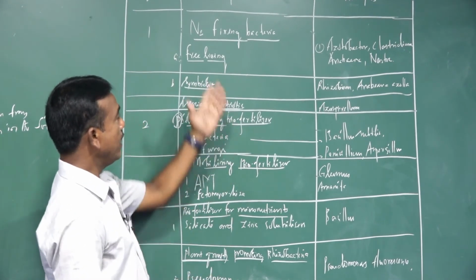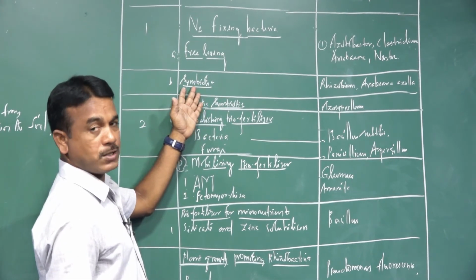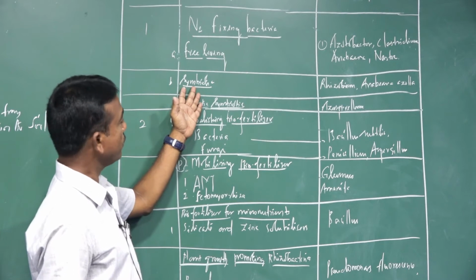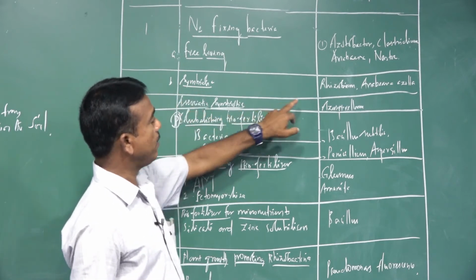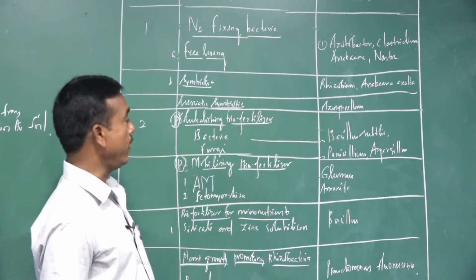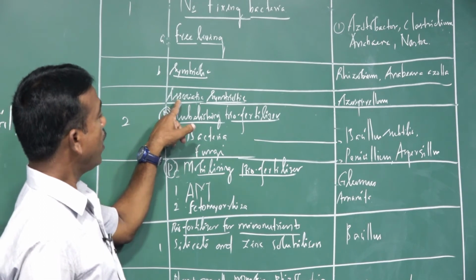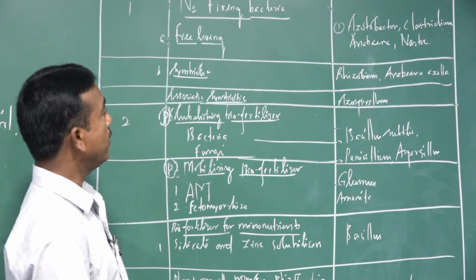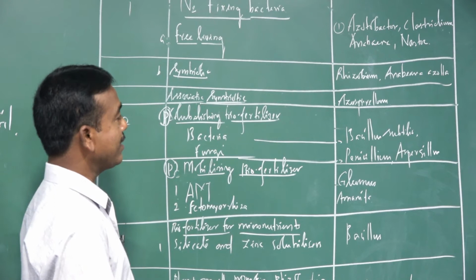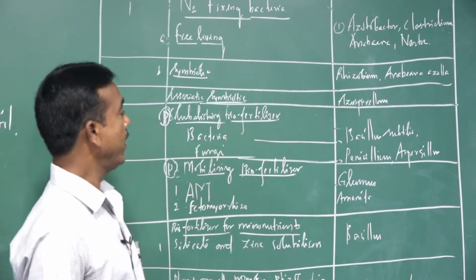Likewise, the nitrogen fixing bacteria that are symbiotic. What is symbiotic? A mutual relationship between two organisms. Examples of symbiotic ones are Rhizobium, Anabaena, and Azolla. Third, associative symbiotic nitrogen fixing bacteria. The best example is Azospirillum. Can I go to the next one?